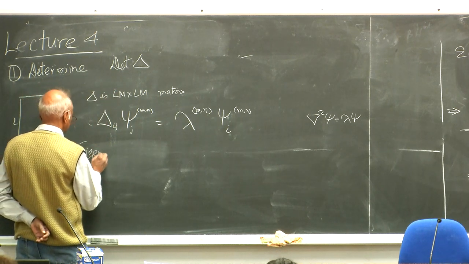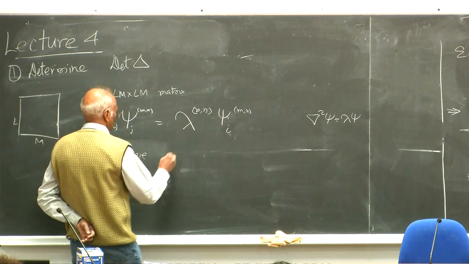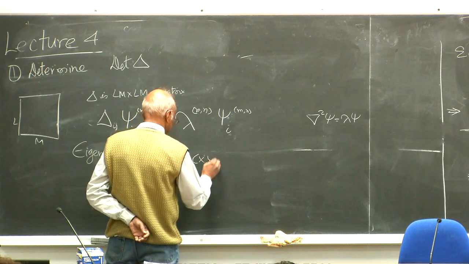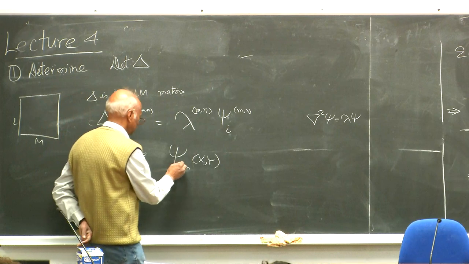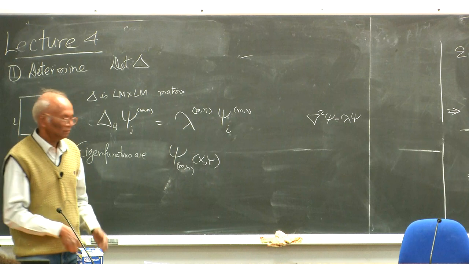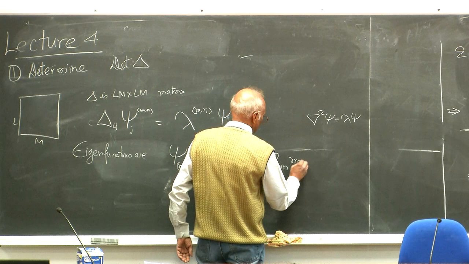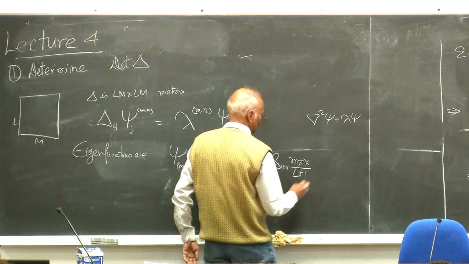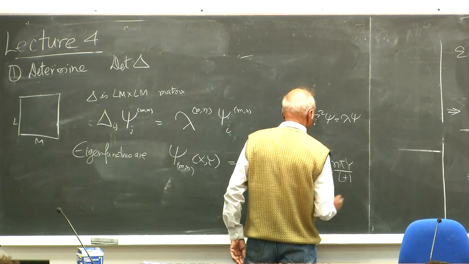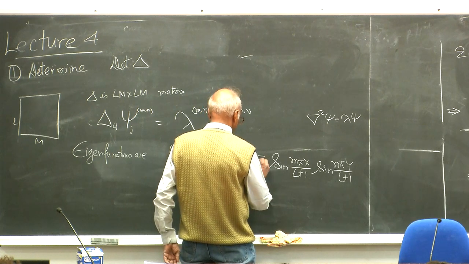Eigenfunctions are psi_mn(x, y). Is the notation clear? m, n is some index, and x, y is the argument of the wave function. This is equal to sine(m pi x over l plus 1) times sine(n pi y over m plus 1), with a root 2 by l, root 2 by m.